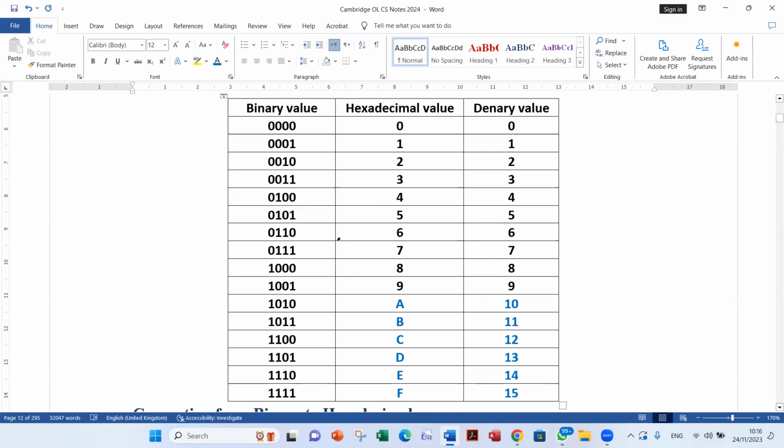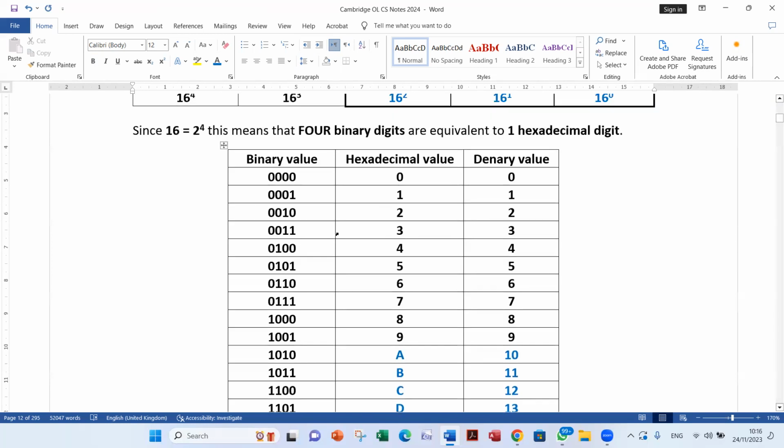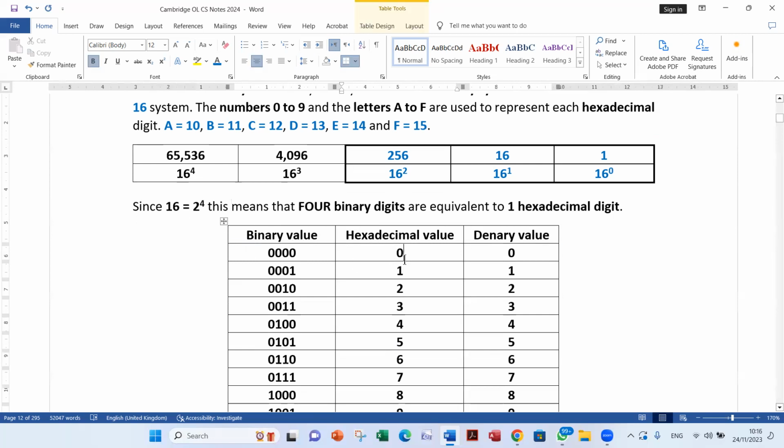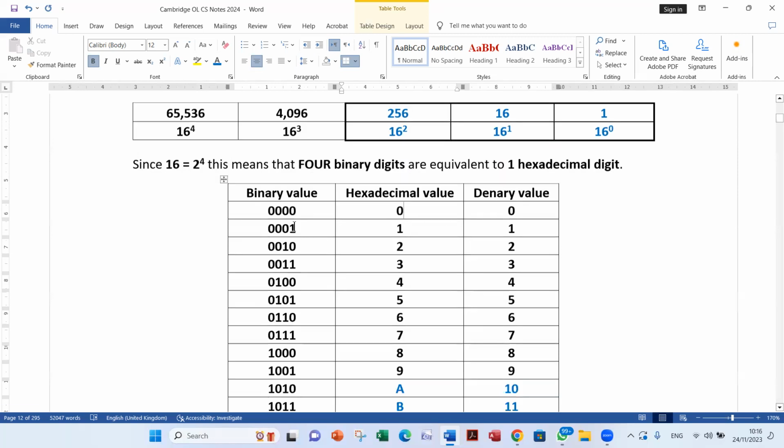Sometimes students memorize that. You will not memorize. You will get used to it very, very soon, because every 4 bits in the binary will convert into 1 hexa. So 0, 0, 0, 0 will convert to 0. The weights are really simple. They are 1, 2, 4, 8.